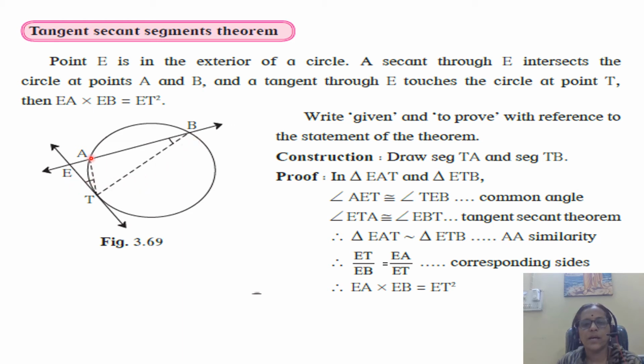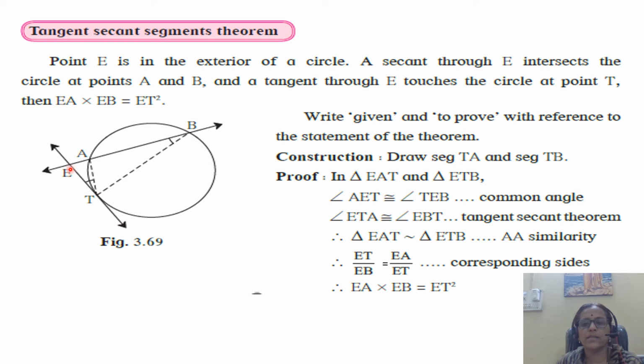angle AET is congruent to angle TEB, that is the common angle. Angle ETA is congruent to angle EBT. This is the tangent secant segment theorem. This angle T is congruent to this angle B.